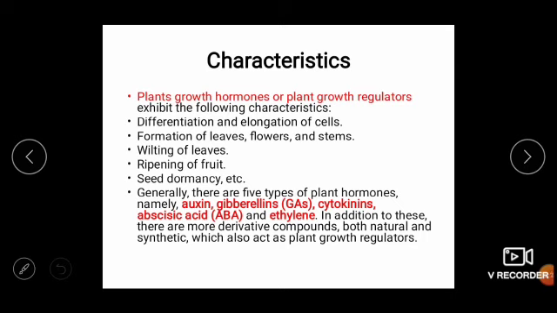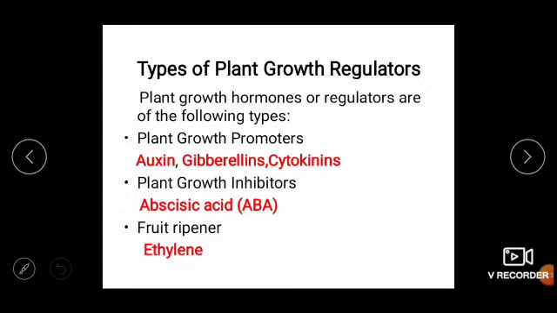Generally, there are 5 types of plant hormones. They are known as auxins, gibberellins. Gibberellins are acidic in nature, so they are also known as GA. GA does not mean acidic here; it means gibberellic acid. Then cytokinins, abscisic acid, and ethylene. In addition to these, there are more derivative compounds, natural and synthetic, which also act as plant growth regulators.